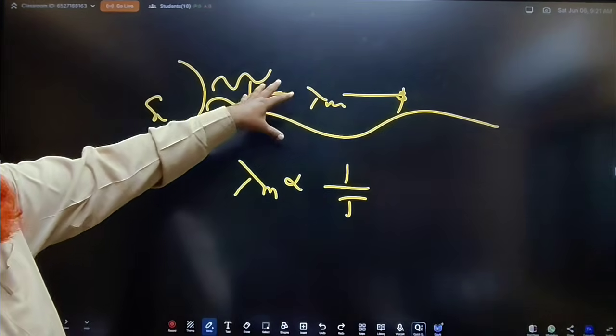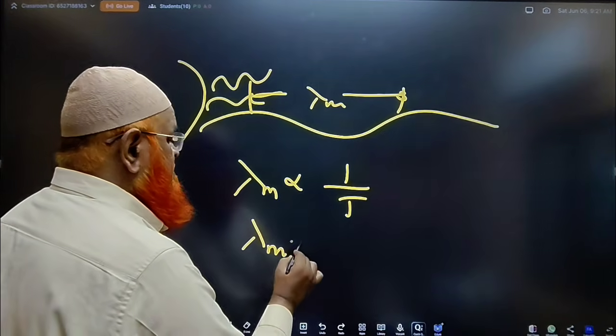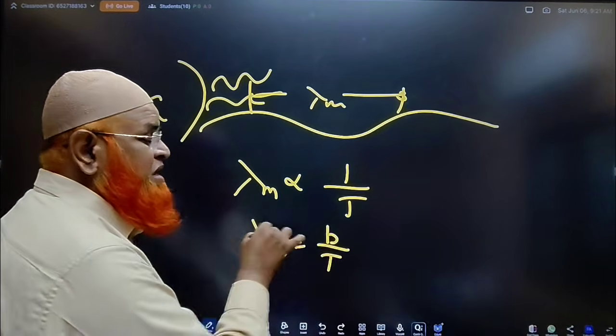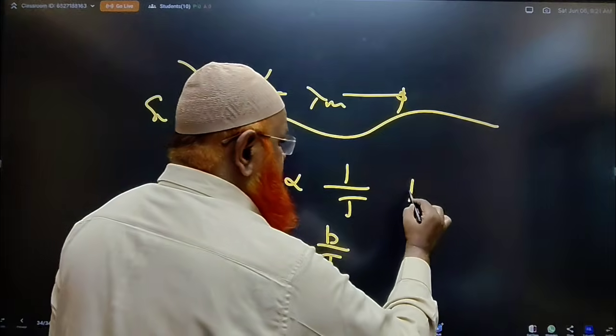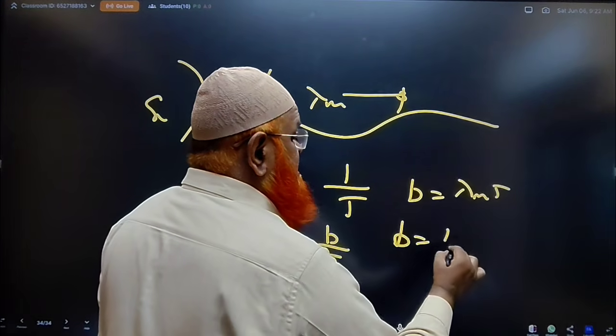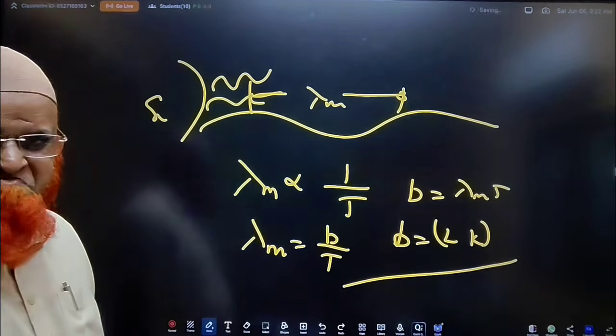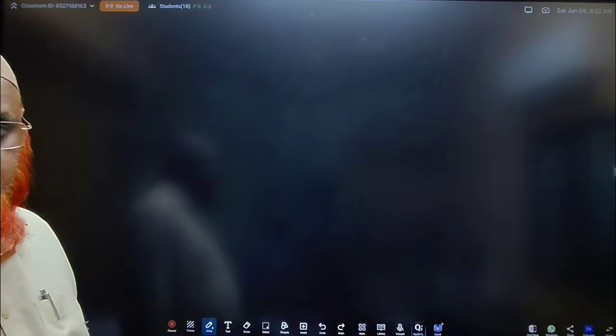So the more the maximum wavelength, the lesser the temperature. Inverse relation. Remove the proportionality and you get λm = B by T. B is said to be Wien's constant. So B means λm times T. Lambda means length and T means K, because K is nothing but the temperature. So L K. Okay. Next. Thermal conductivity.